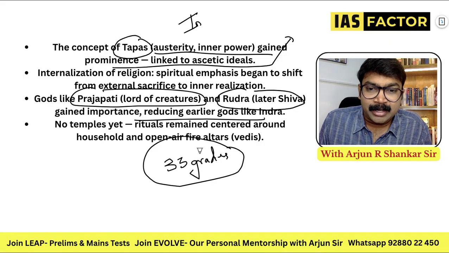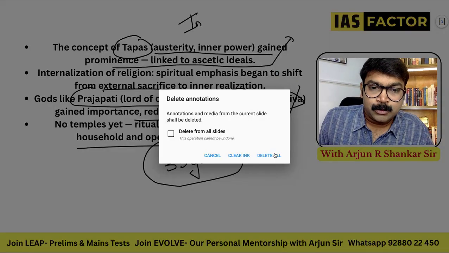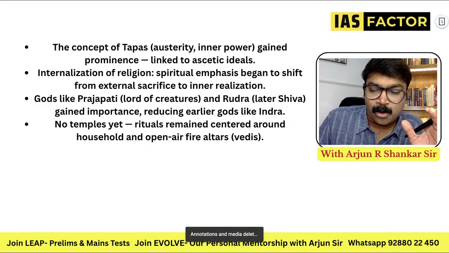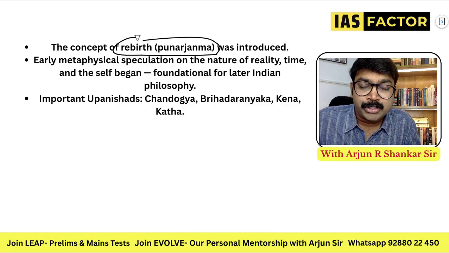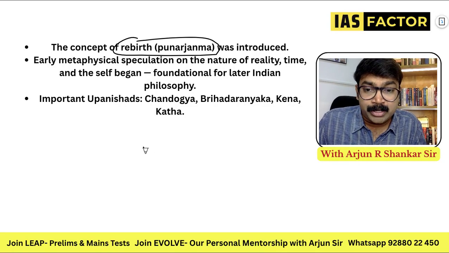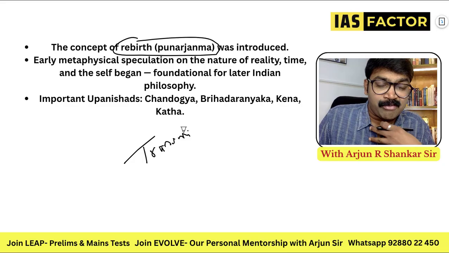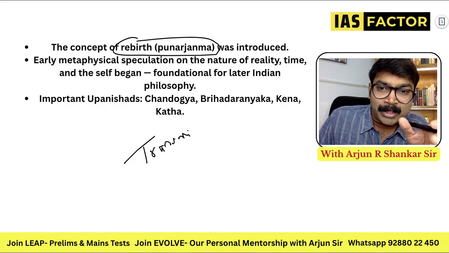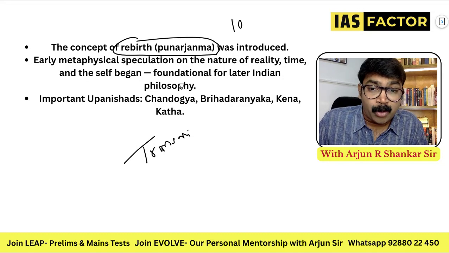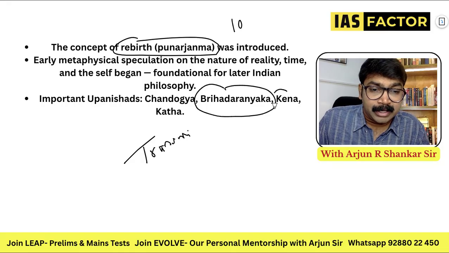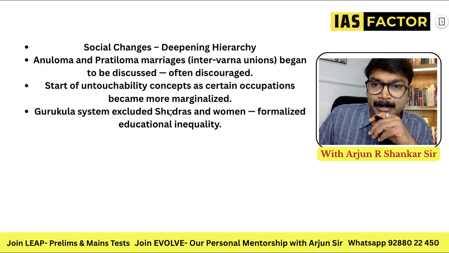So no temples yet. Rituals remained centered around the household and open fire altars or Vedis. So 33 grades, but Shiva and Vishnu were not there so far. The concept of rebirth, Punarjanma, was introduced, and even the Brihadaranyaka Upanishad talks about transmigration. You can migrate from one body to another. You can control another body. There are around 100 plus famous Upanishads. The most popular and biggest is Brihadaranyaka, then the Kena, Chandogya and Katha Upanishads.